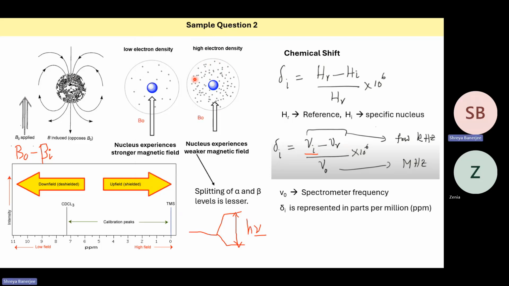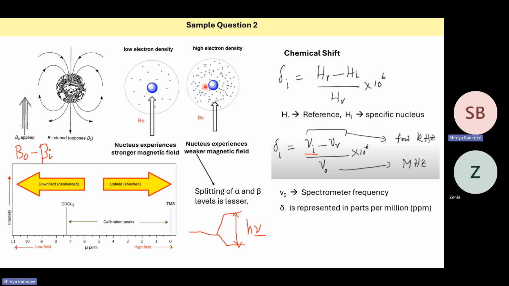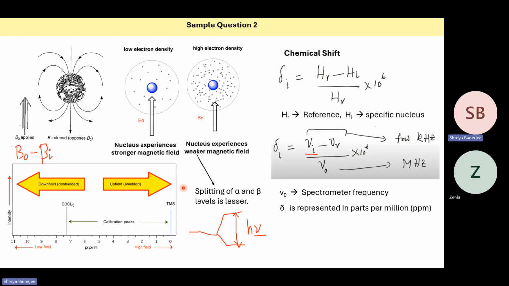So in this situation where there is a high electron density around the nucleus, it is called upfield shifted because it is towards zero, or shielded. You can see it is shielded. Or if you have few electrons around the nucleus, then the splitting is high, that is nu is high. If nu is high, delta will be high. So it will be at higher values of delta, which is called downfield shifted or de-shielded. So if we look at the question, more the shielding effect, that is this case, lower is the chemical shift. So this case, lower chemical shift, upfield shifted, or it is called shielded.